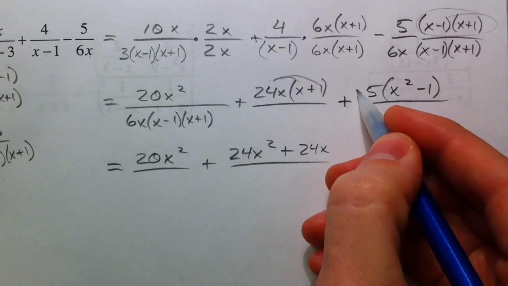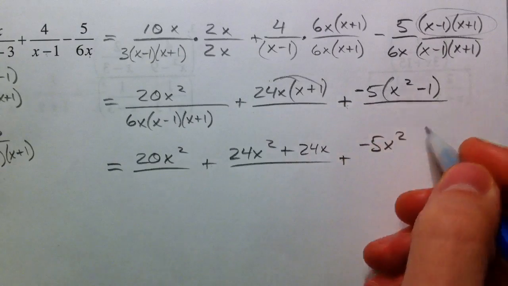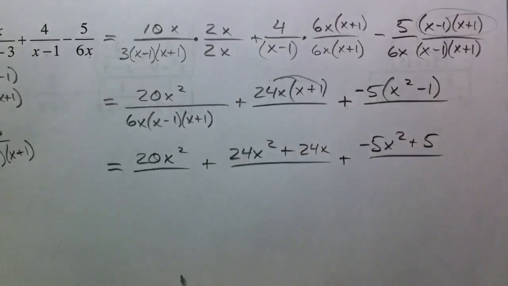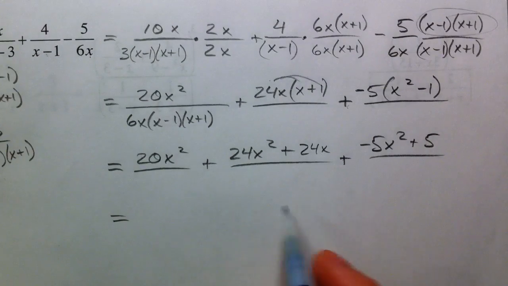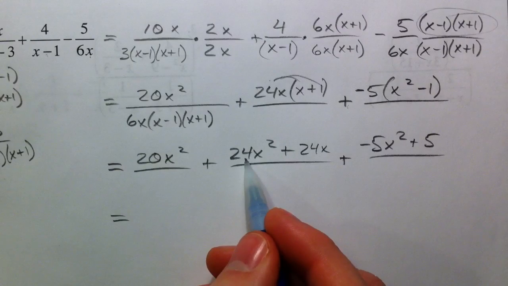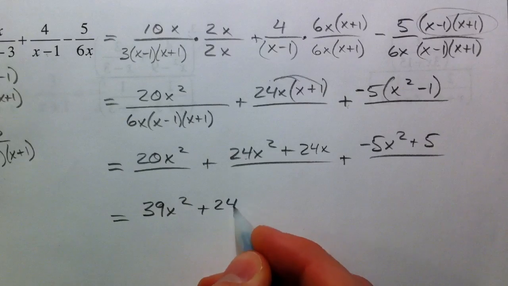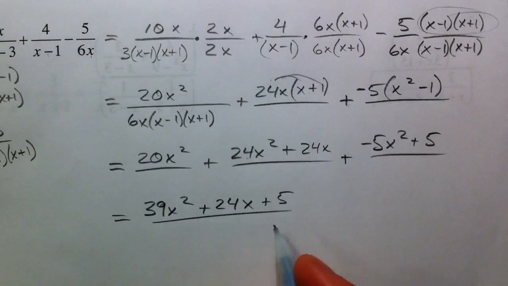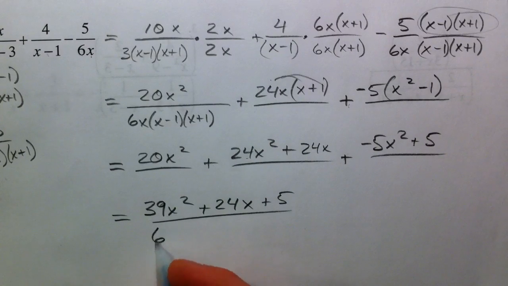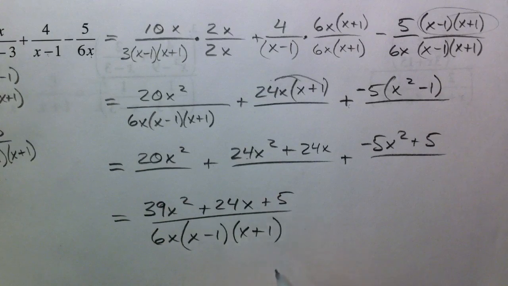And if you want to, bring that negative up with the 5. So we get negative 5x squared. Negative 5 and negative 1 make a positive 5. And so we have 20, 24 make 44, minus 5 is 39x squared, plus 24x, plus 5, divided by our common denominator of 6x, x minus 1, x plus 1.